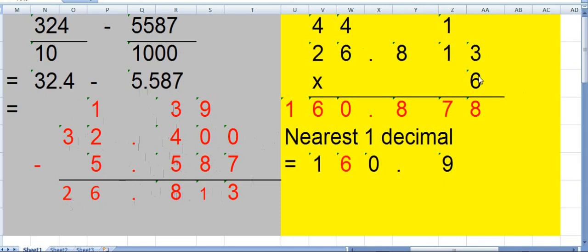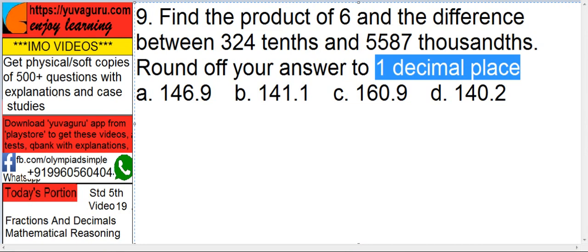So multiply this 26.813 multiplied by 6. So it becomes 6 threes are 18, 1, 6 ones are 6, plus 1, 7, 8, 6 eights are 48, 4, 6 sixes are 36, plus 4, 40, 6 twos are 12, plus 4, 16, 160.878.